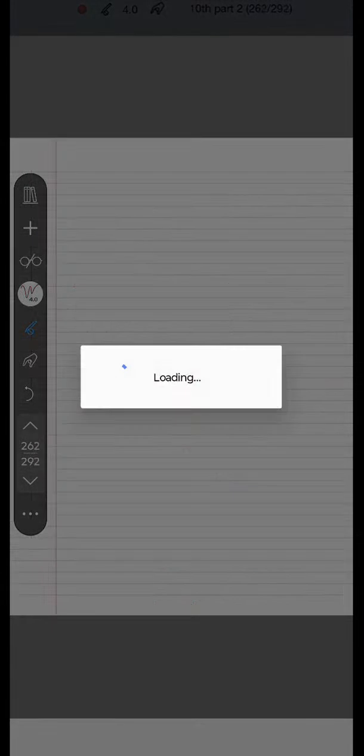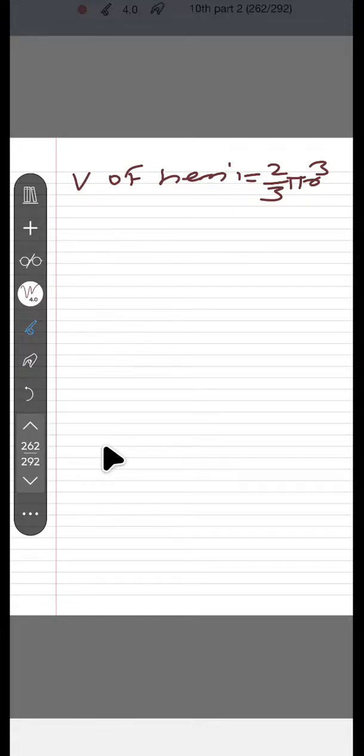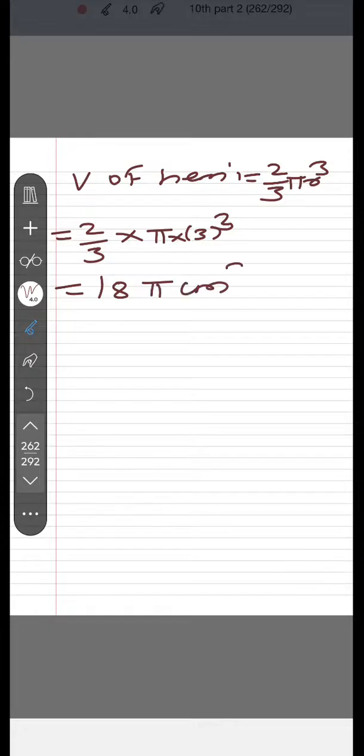Let me add a new page. Now I am going to insert this one. Now, what it said: the volume of a hemisphere. What is the formula for that? It is 2 upon 3 pi r cube. So it is equal to 2 upon 3 into pi into 3 cube, which is equal to 18 pi centimeter cube.